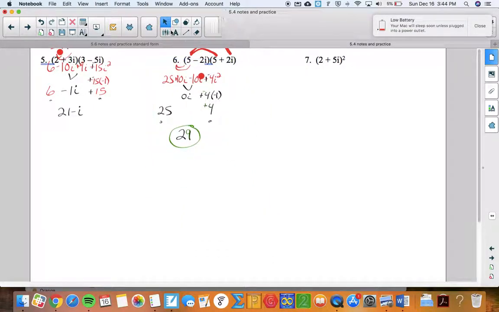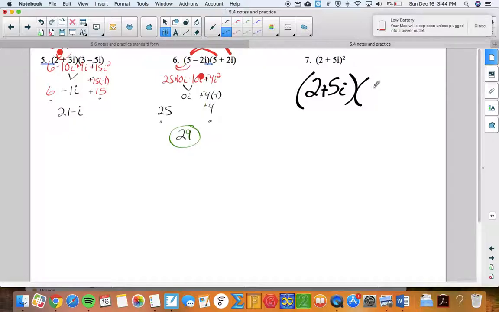Last one on this section. Let's rewrite this, folks, as 2 plus 5i, squared. What does squared mean? It means take the base and multiply it by itself twice. So it's 2 plus 5i times 2 plus 5i.